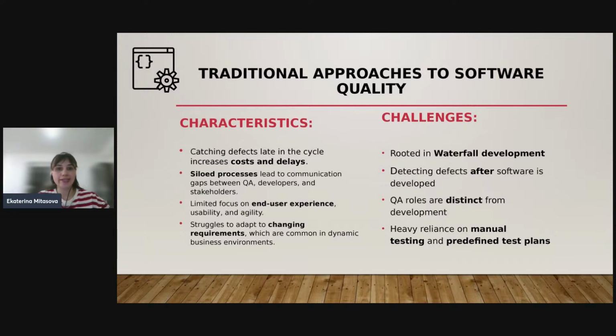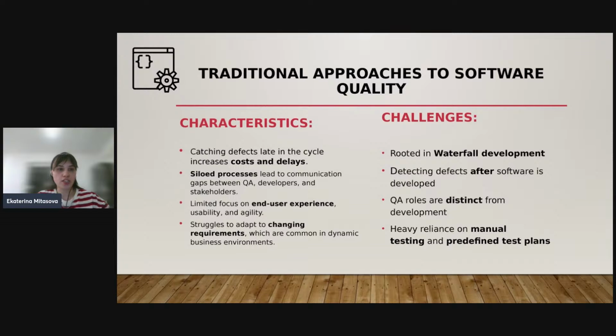Now you can see in the slide traditional approaches to software quality. These changes from traditional to modern approaches happened because there have been advancements in technology, methodologies, collaboration models, and user expectations. So let's view a breakdown of traditional versus modern quality approaches, and let's see how they are different.